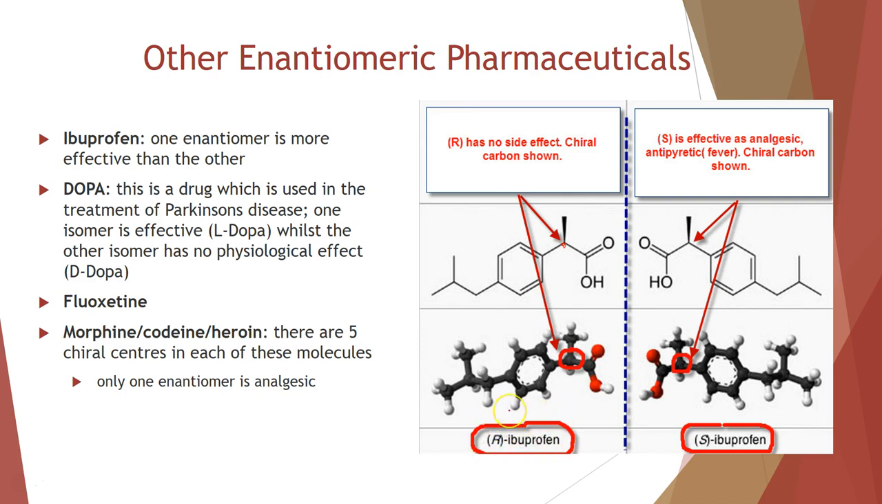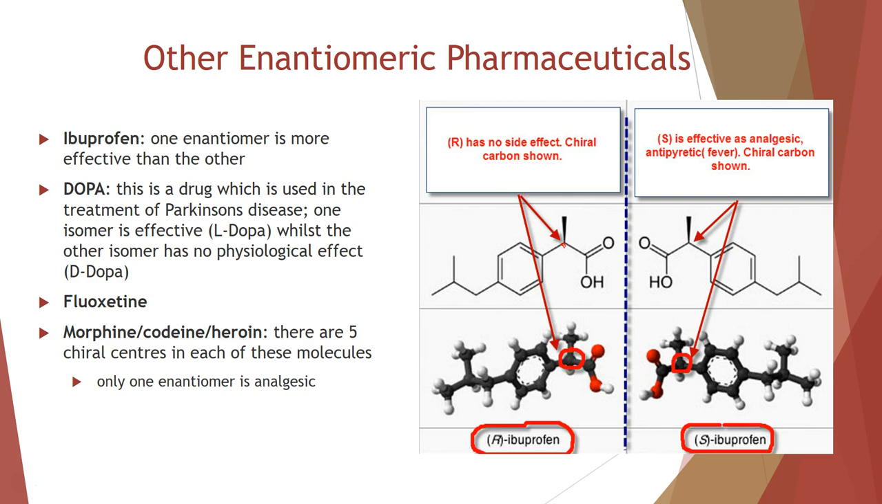The ibuprofen enantiomer that rotates light to the right has no side effects but isn't as effective, whereas this S enantiomer, the one that rotates light to the left, reduces fever and acts as a mild analgesic at the site of the pain. Other drugs such as dopa have 2 forms, L-dopa and D-dopa. You may have heard of L-dopa in terms of treatment for Parkinson's. L-dopa is the effective one, whereas D-dopa has no physiological effect.